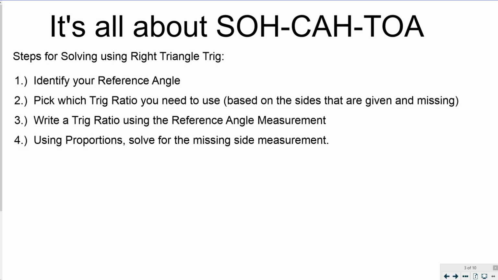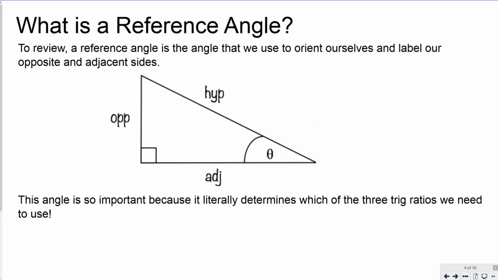You're going to write a trig ratio using the reference angle measurement. And then using proportions, you're going to solve for the missing side measurement as well. So let's get to it. First thing you've got to know is, what is a reference angle?